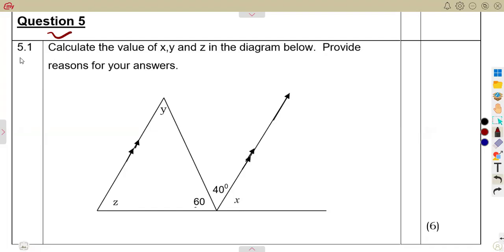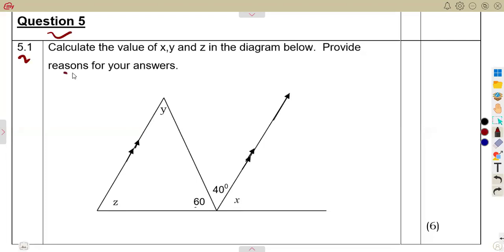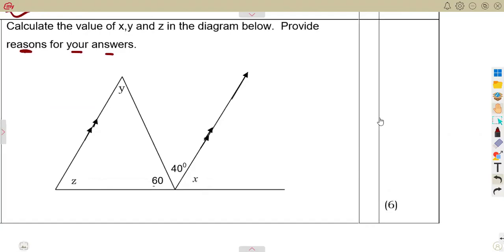We are given on question 5.1, calculate the value of x, y, and z in the diagram below. There is a diagram that you're given. Provide reasons for your answers. So in this case, we need to provide reasons. How can we calculate the value of x, y, and z? All right, this is what we're given.